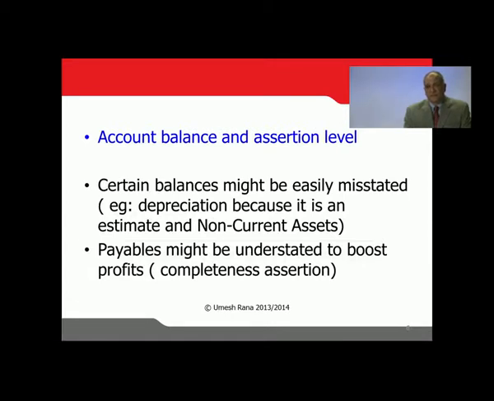Take another example: payables. Payables could be misstated for the simple reason that if all the payables haven't been recorded, i.e. the completeness assertion underlying payables, then payables could be understated. So therefore, for payables, there's a greater likelihood of misstatement, and the assertion most likely to be misstated is completeness.